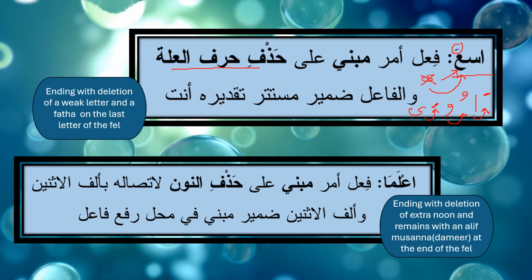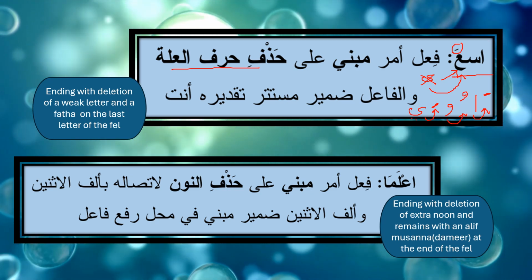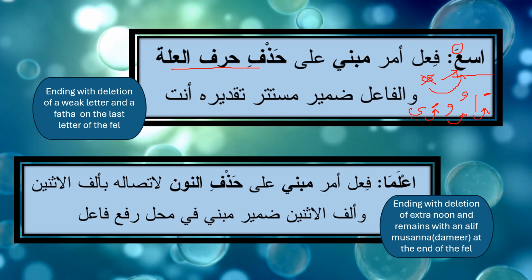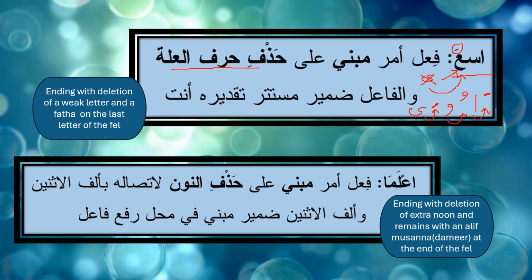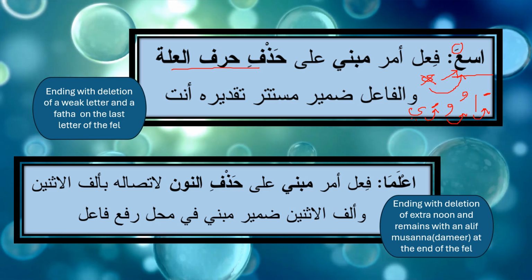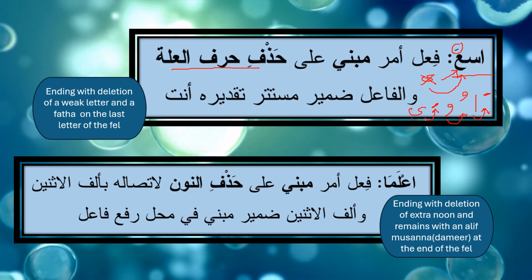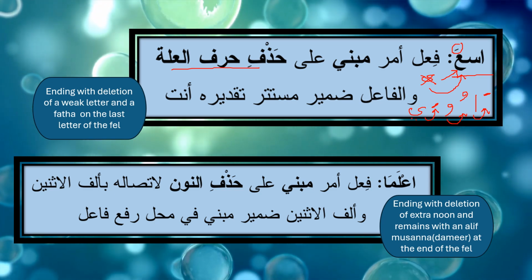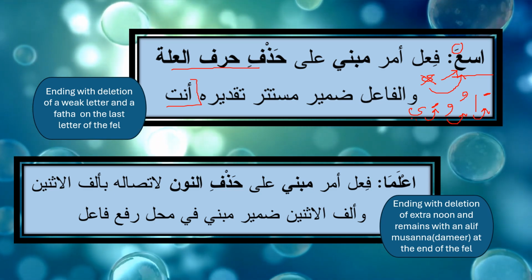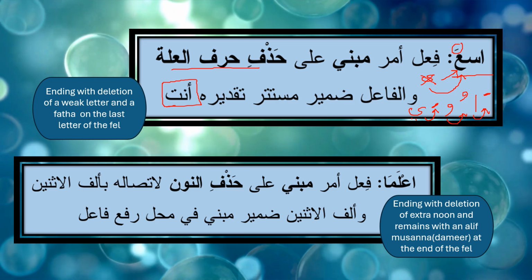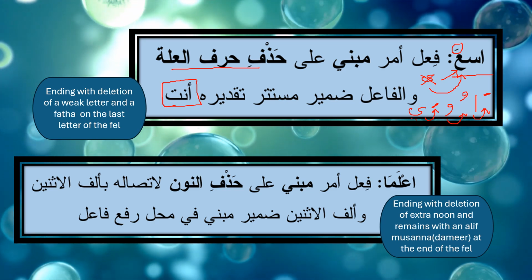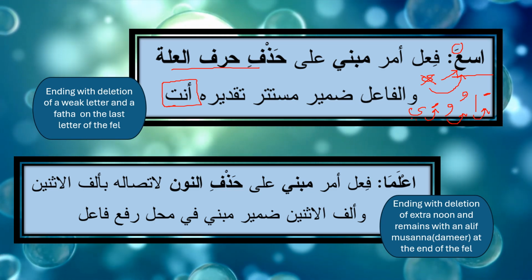And taqdiruhu, to whom we are commanding, always know that when a command for male singular comes, the damir is always hidden inside, and it is taqdiruhu anta, male singular. So that's how you do your i'rab when a fi'l comes with a weak letter.